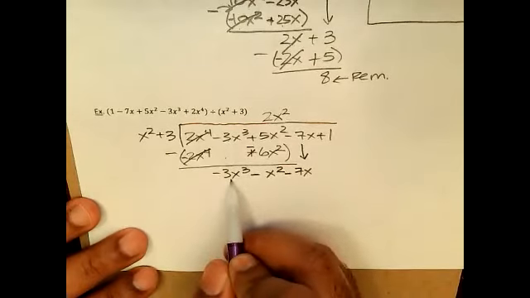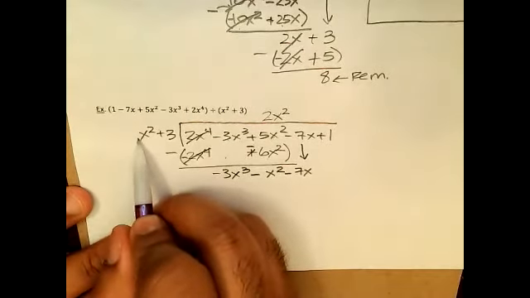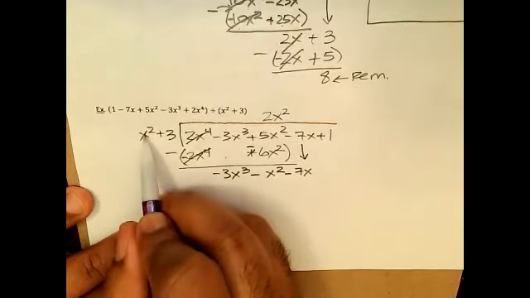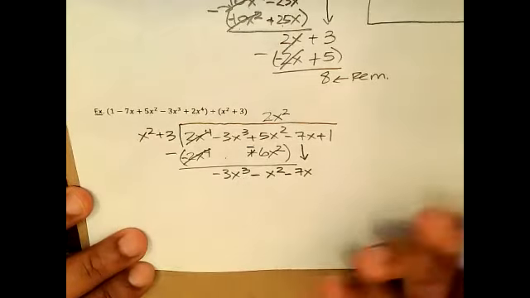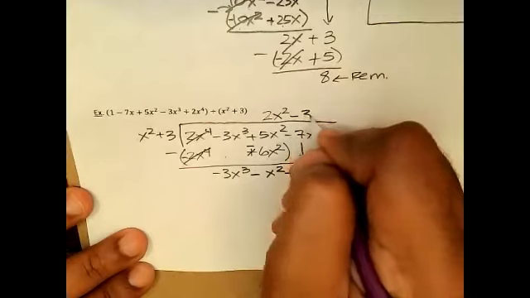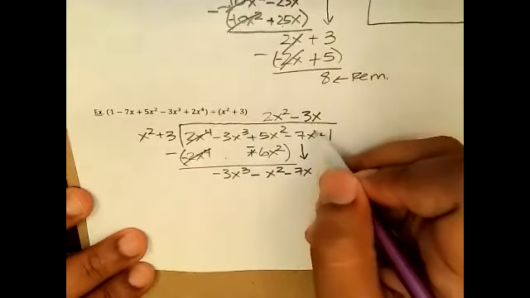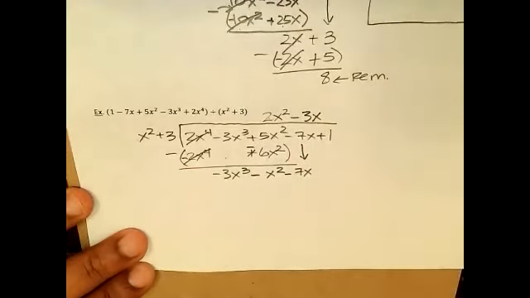Here I have negative 3x cubed. Out here I have x squared. I need to figure out what I need to multiply by x squared to get negative 3x cubed. So I need a negative 3x. So I'm going to put the negative 3x over here above the 7x.